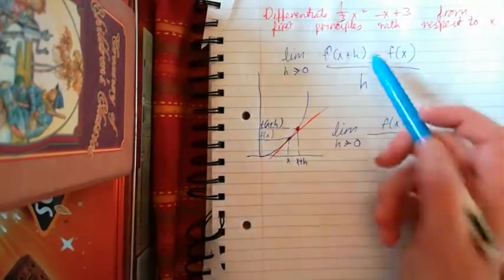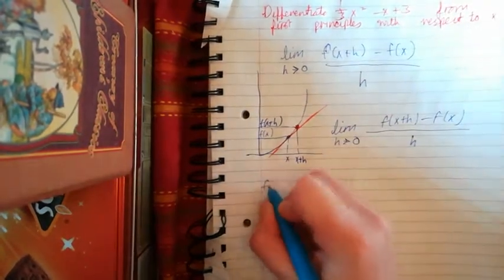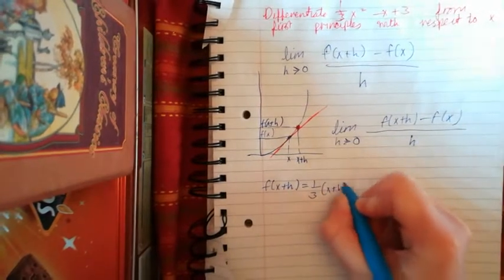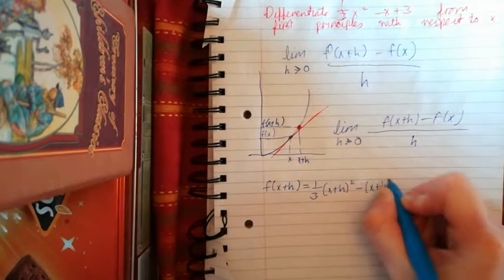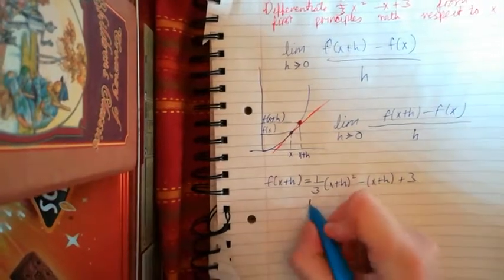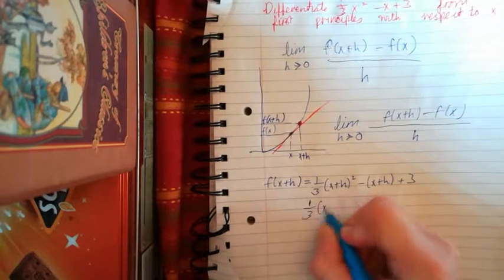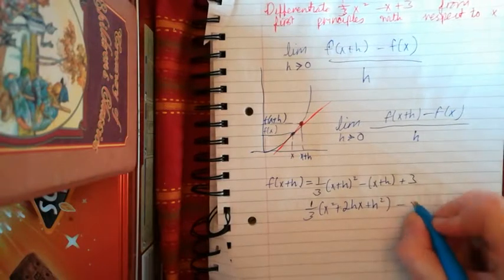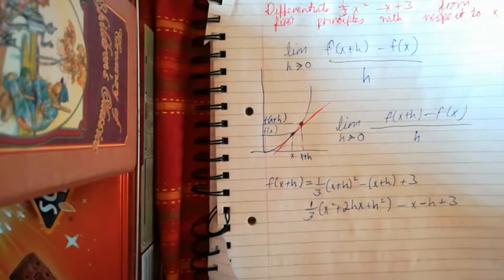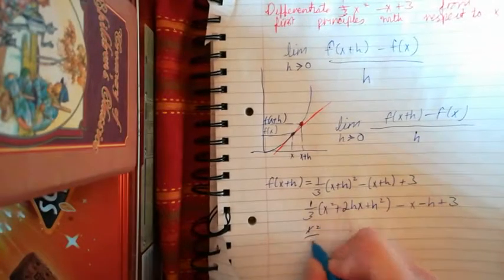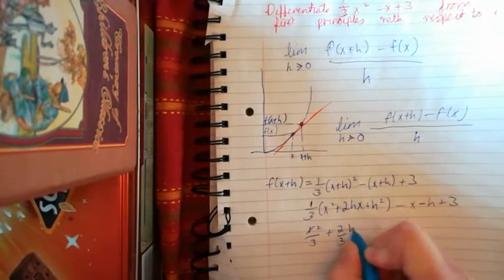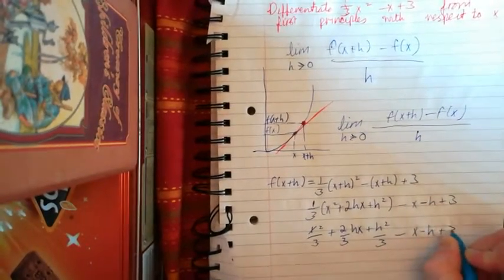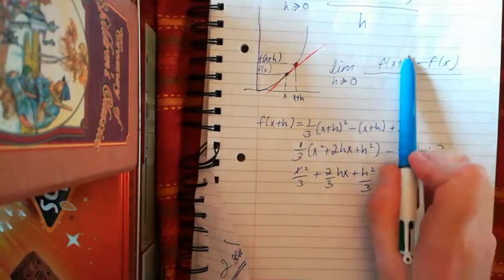So f of x is just going to be that, and then f of x plus h: wherever there's an x, we're going to sub in an x plus h, so 1 over 3 times x plus h squared minus x plus h plus 3. We're going to have to square this out, so it's going to be x squared plus 2hx plus h squared minus x minus h plus 3, and then that's x squared over 3 plus 2 over 3 hx plus h squared over 3 minus x minus h plus 3.